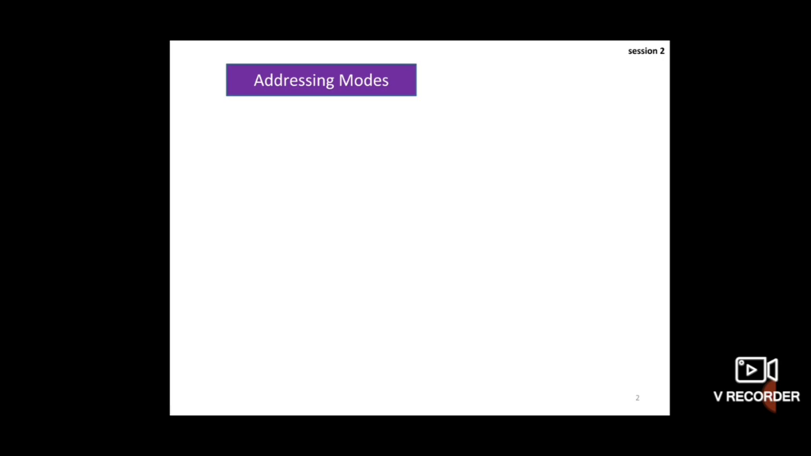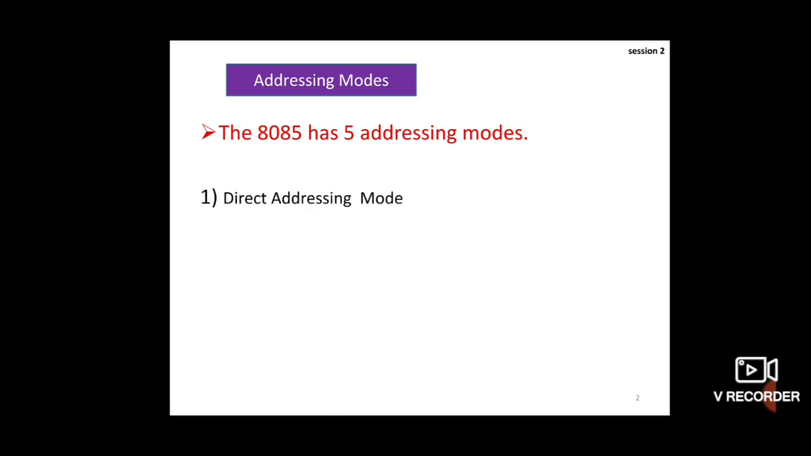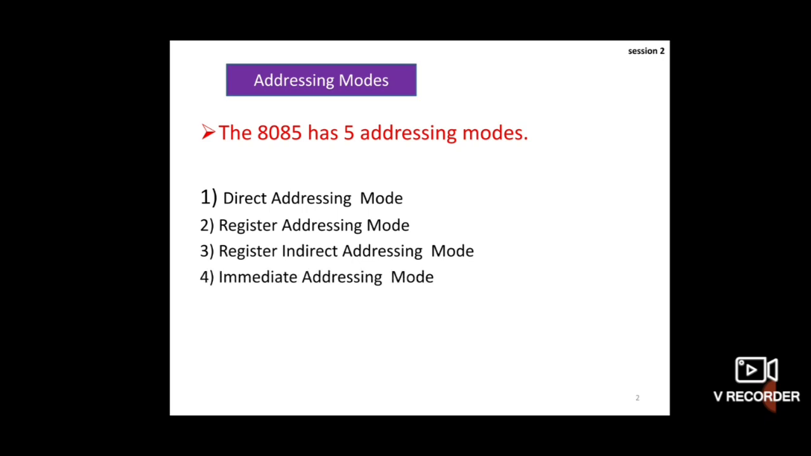Now, in this session, let us see addressing modes. In the 8085 microprocessor, how many types? 5 addressing modes. First is direct addressing mode. Second, register addressing mode. Third, register indirect addressing mode. Fourth is immediate addressing mode. And the last one is implicit or implied addressing mode.